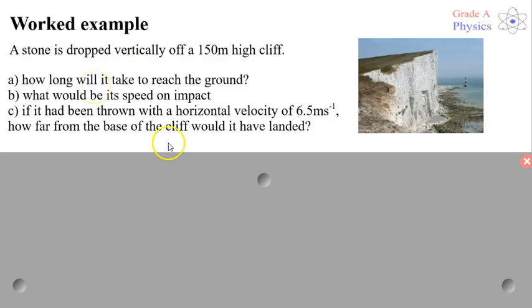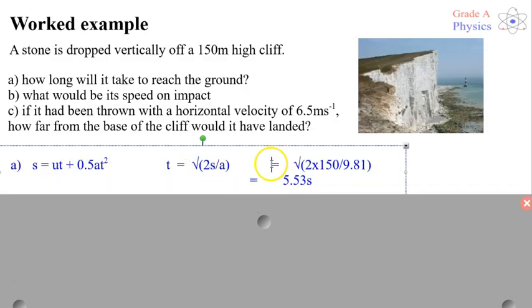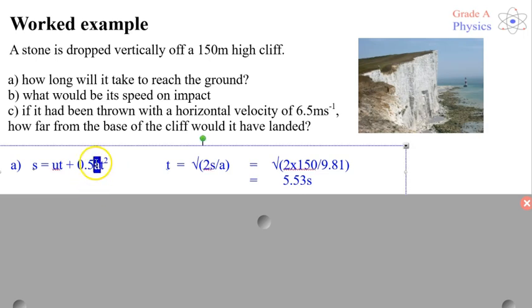How long will it take to reach the ground? Okay, well, that's just a one-dimensional problem. That's a straightforward problem. We can just use our SUVAT kinematics equations. We know that u vertically is 0. We know s is 150 meters. We know acceleration vertically is g, 9.81, and we're trying to find the time. Importantly here, u is 0, so ut is 0, so that is removed from the formula.